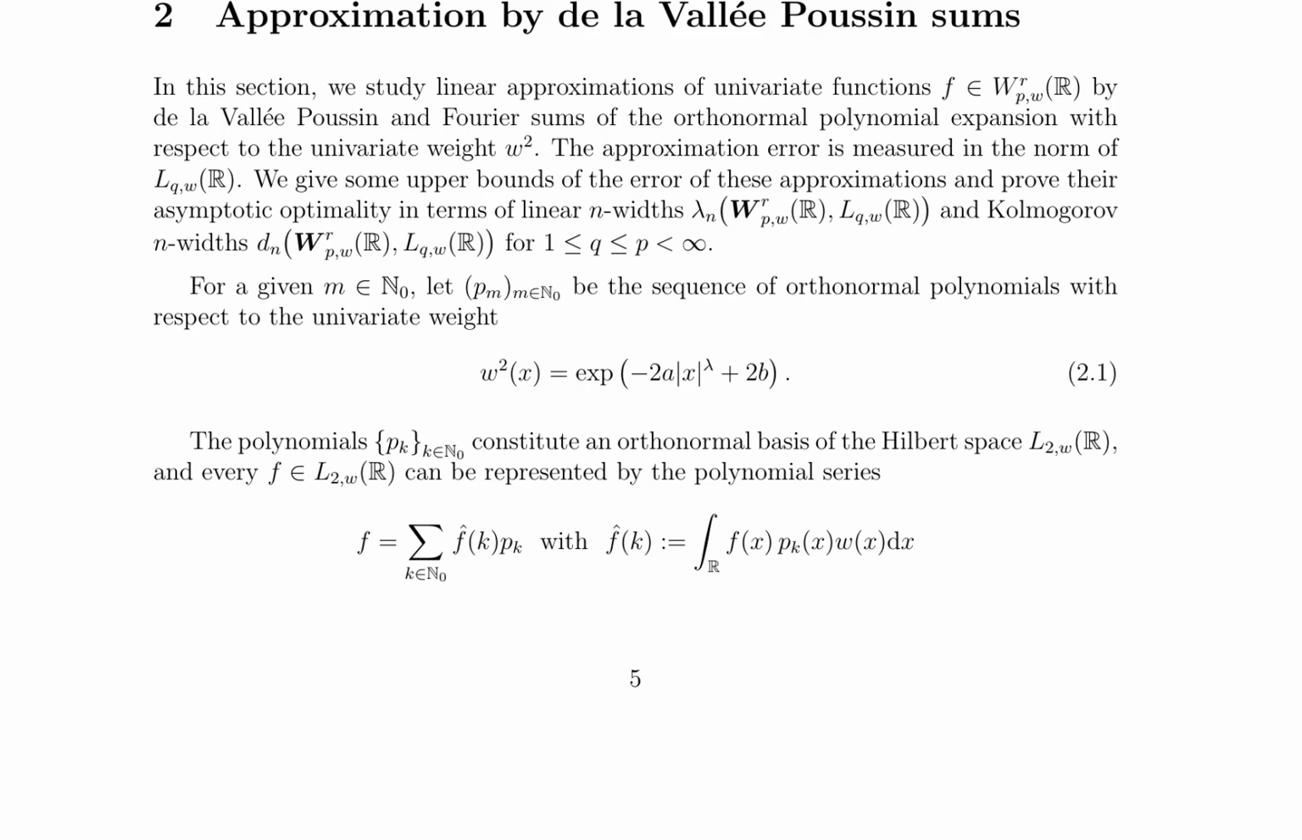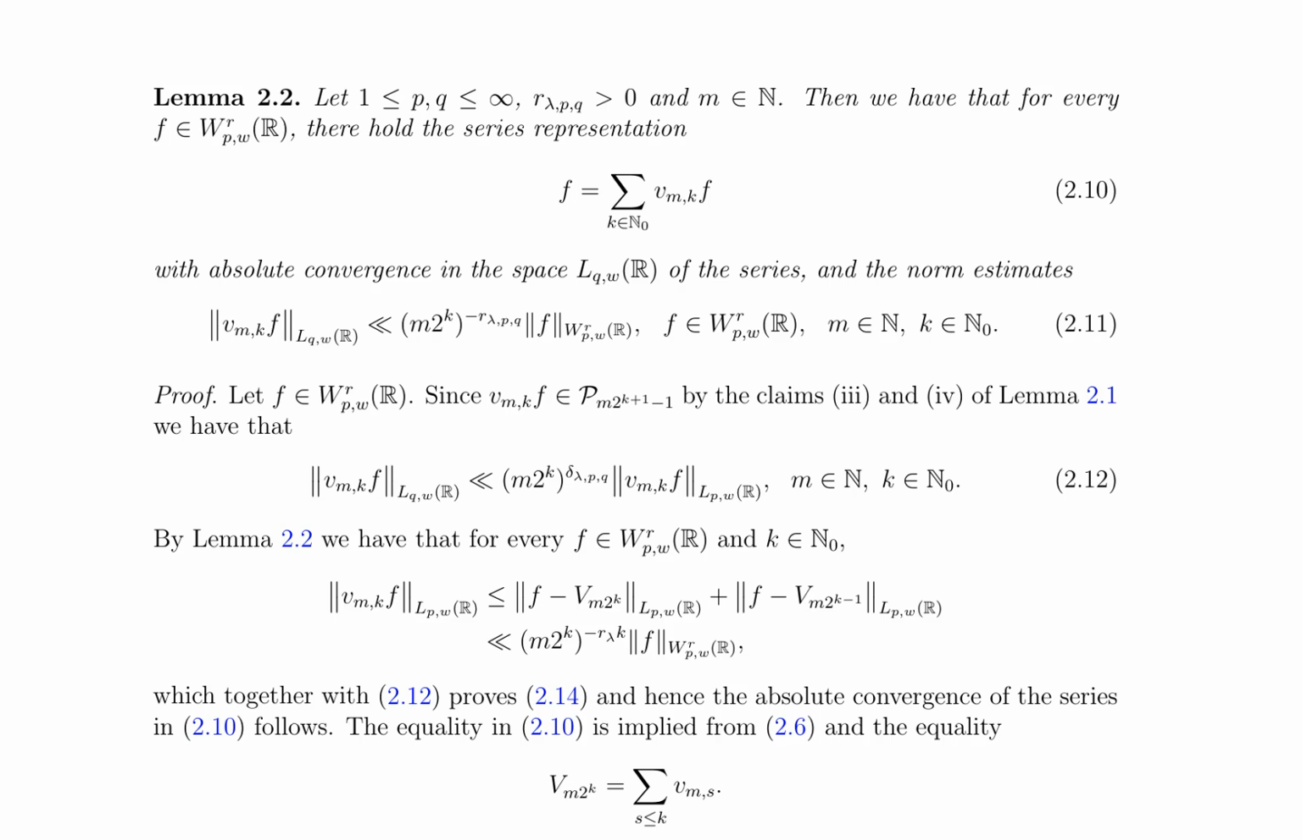In the multivariate setting, the paper constructs linear methods of hyperbolic cross-polynomial approximation and provides upper bounds for the error of these approximations for various pairs p, q with 1 ≤ p, q ≤ infinity. For specific weights w with lambda equal to 2 and 4, the paper proves the right convergence rate of n-widths lambda_n(W^r_{2,w}(R^d), L_{2,w}(R^d)) and d_n(W^r_{2,w}(R^d), L_{2,w}(R^d)).